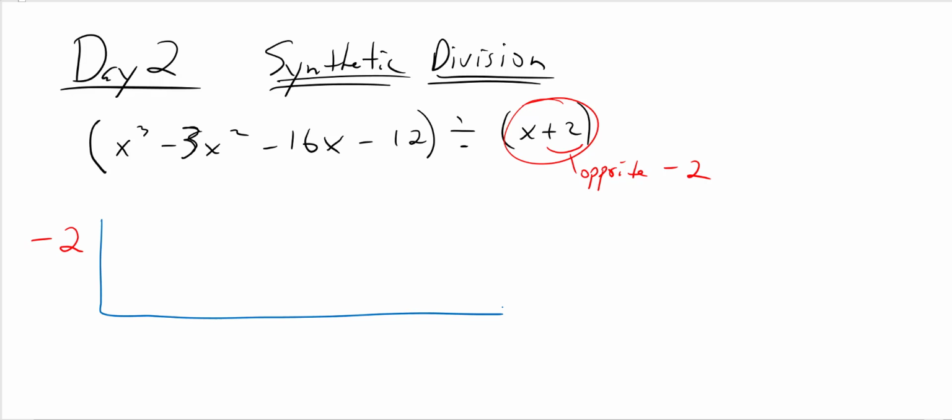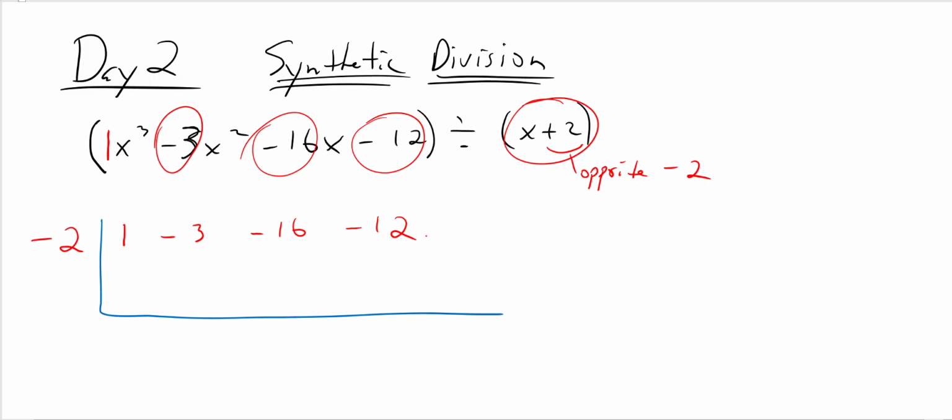Okay? And then I'm going to take the coefficients of these numbers. So this is a 1 here, this is a -3 here, this is a -16 here, and this is a -12. And I'm going to write those numbers here. So 1, -3, -16, and -12. Okay? So the first thing is you got to get that set up correctly.